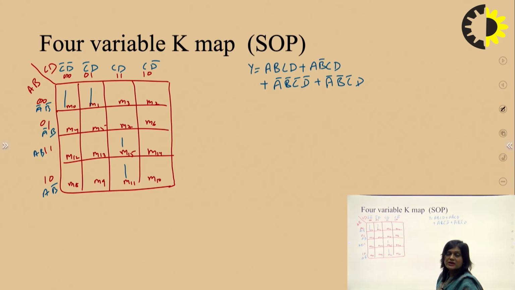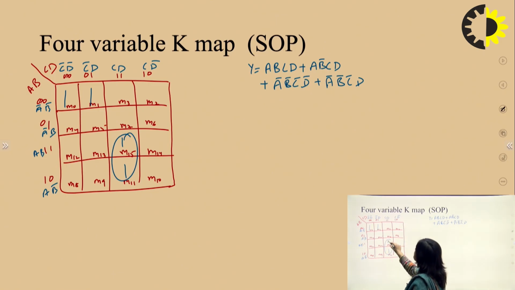Now we have to make the groups. The largest group size may be an octet, but an octet is not possible because 8 ones are not here. We can see 4 ones are there, but they do not make a quad. So it simply makes a pair. This is one pair, group 1, and this is another pair, group 2.